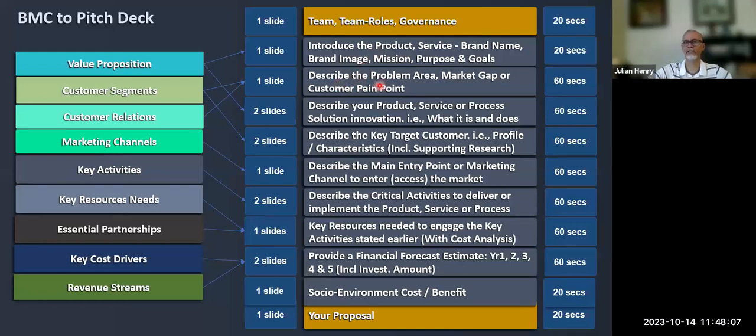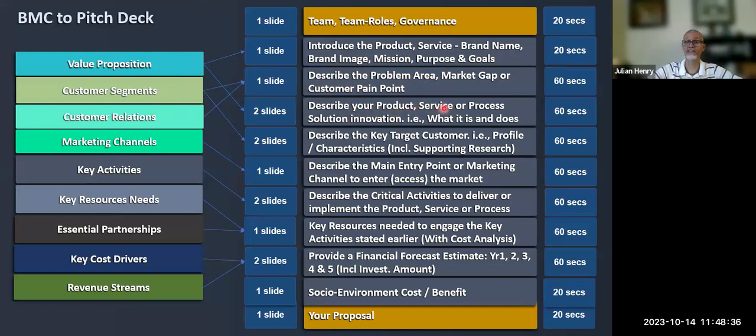But then I'm going to speak right after that, talking about the problem area, market gap, opportunities, and pain points. I'm going to be getting all of that information from my value proposition analysis and my customer segment analysis. Because my customers, when I did the stress test, are going to help me determine the problem areas, pain points, etc. And then I'm going to describe what my product and service is.